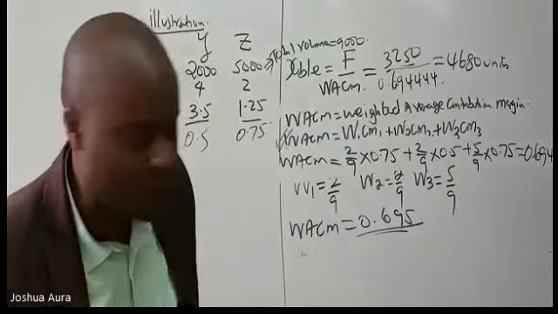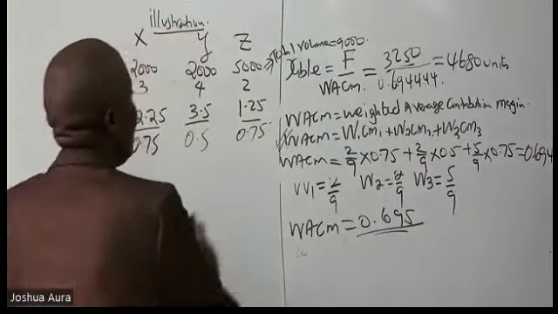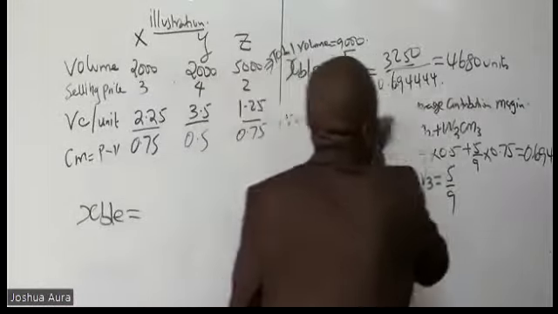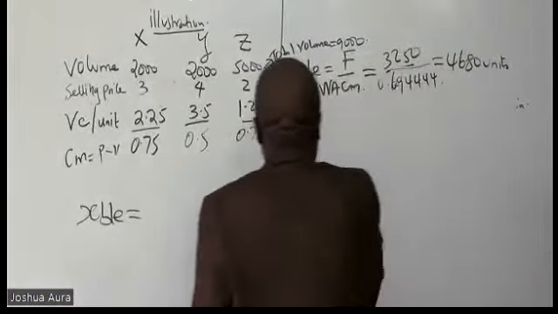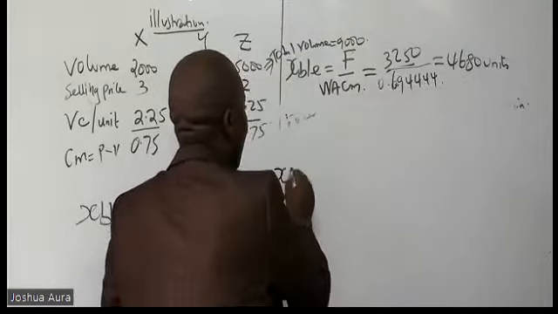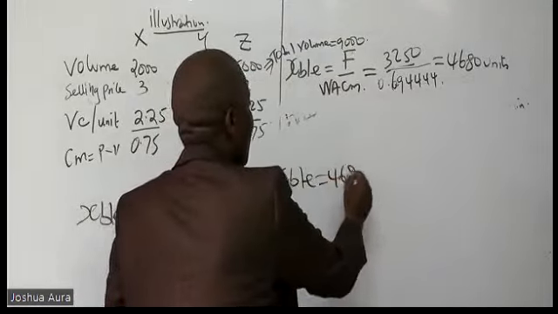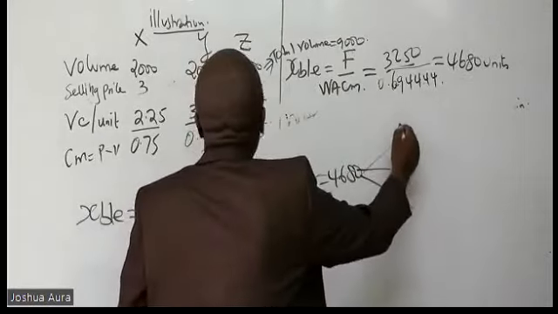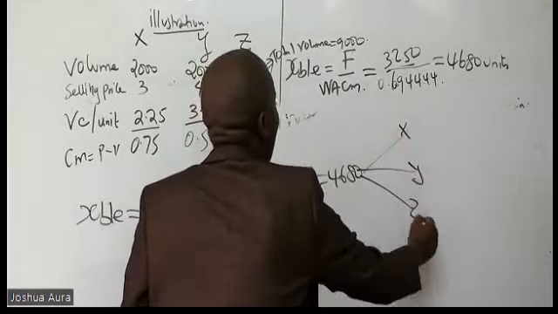So I need to split this down very first. I need to split this down for the advisor in terms of break-even point. So we have this X break-even. X break-even is 46.8. Break this down into X, Y, Z.